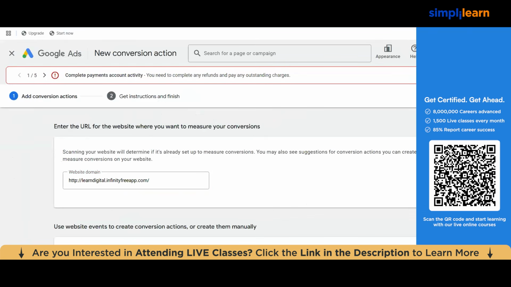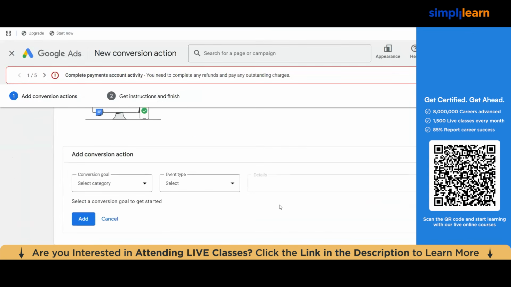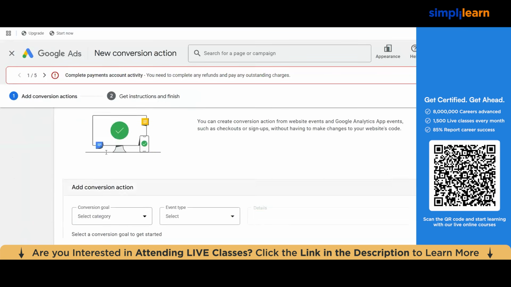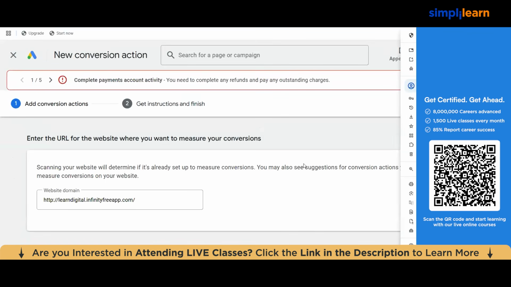So the website should be genuine, right? And so my website is there. Now I can create conversion action from website events and Google Analytics app events, all sorts of things. Now this is where I hope everyone is able to see and understand what I'm explaining. It's very important, and maybe one of the most important parts of this paid campaign strategies session.